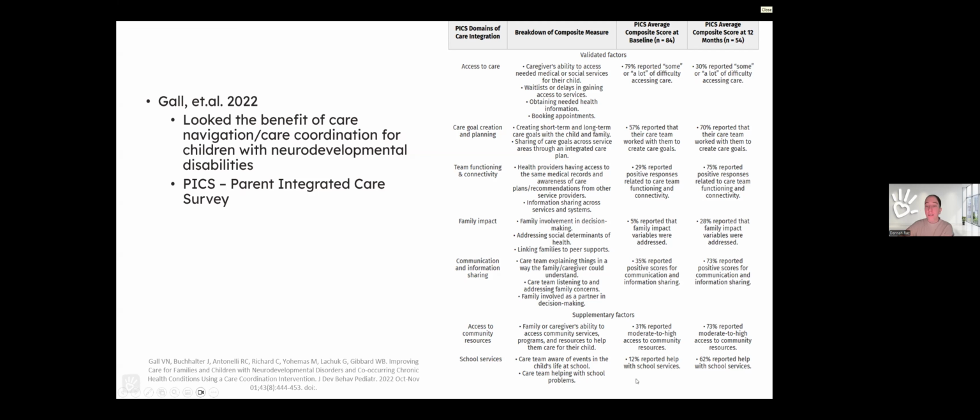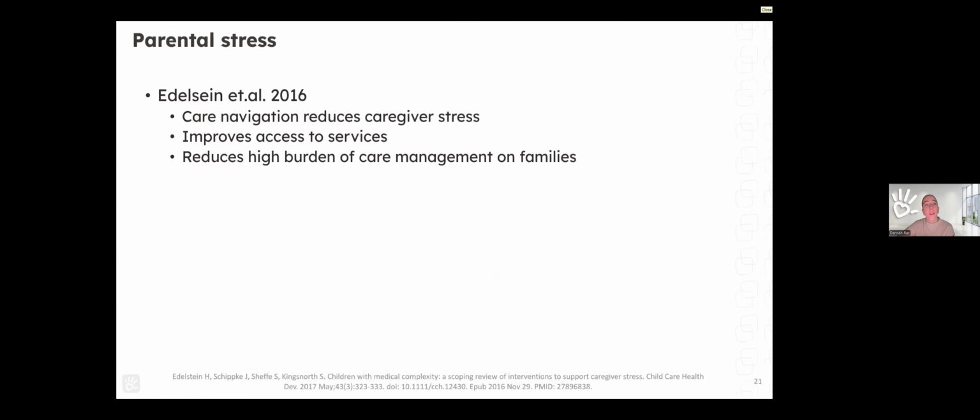And then you can see the same with navigating school services. At baseline, 12% reported help, up to 62% reported help. So really a profound impact for these families with children with neurodevelopmental disabilities.